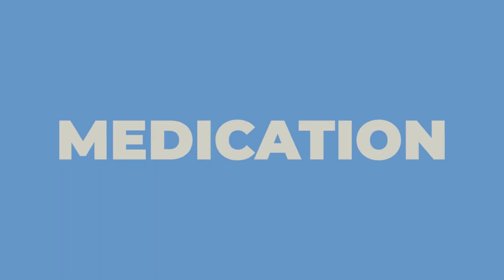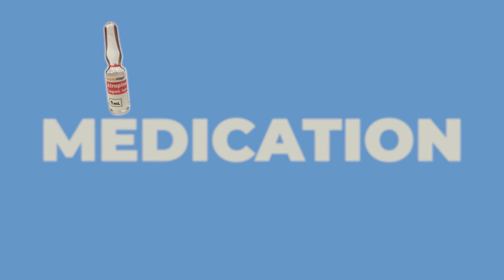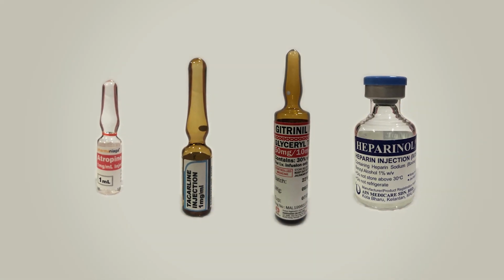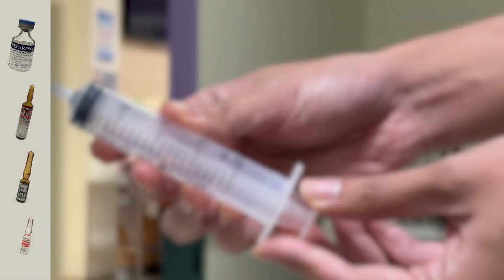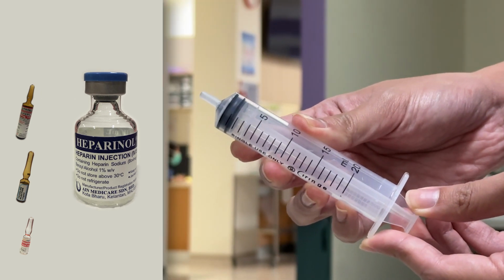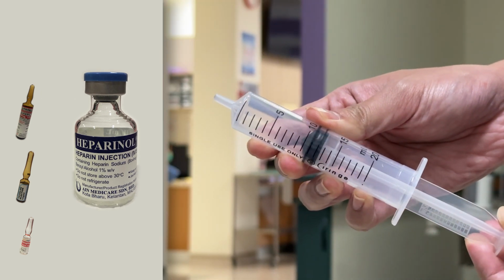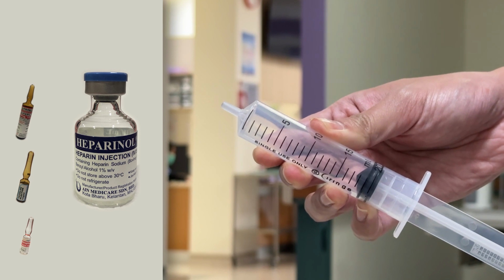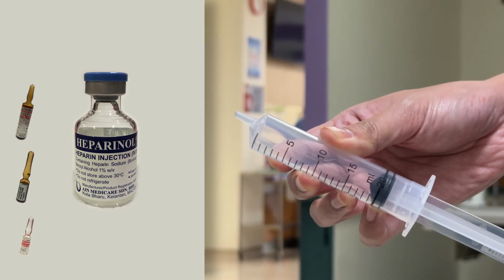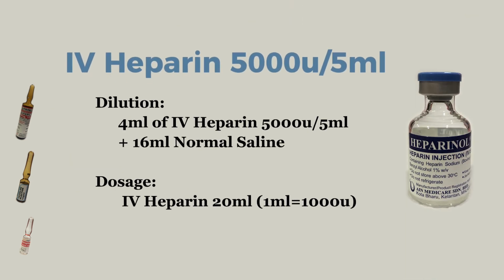Next, medication. These are the medications that are commonly used in the angiogram procedure, which are prepared beforehand. IV heparin 5,000 units in 5 milliliters. Withdraw 4 milliliters from it and dilute with 16 milliliters normal saline. Total would be 20,000 units in 20 milliliters. The dosage would be 1 milliliter equals 1,000 units.